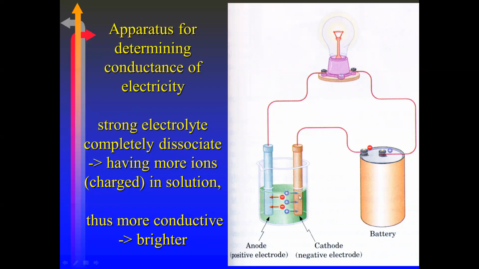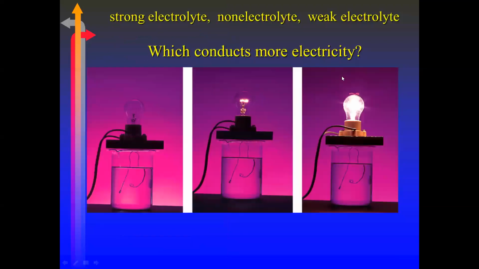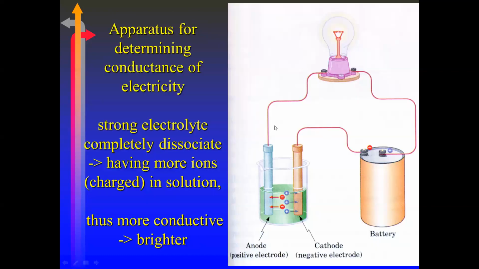But if you put in some non-electrolyte, like we talked about previously, there are no ions in the solution, so this one will stay dark. And if we put in some weak electrolyte, like vinegar, this one is a little bit bright, close to dark. So this tells you the same things as before. This is a real setup. This is a picture.